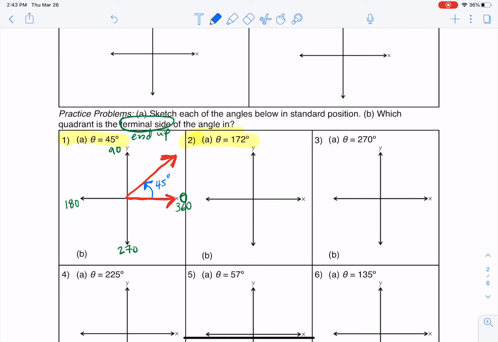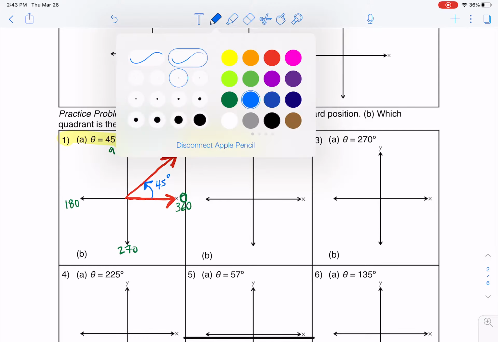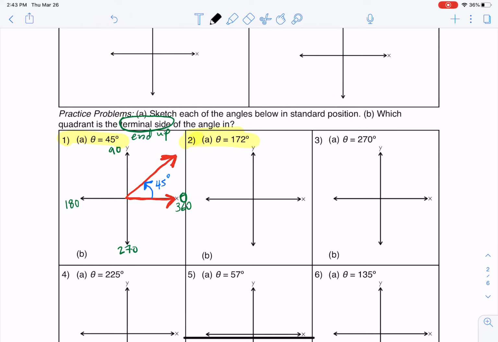Okay, if you were doing this on your own notebook paper, the only additional thing that you would have to sketch are the x and the y axes. So before you would start this problem, you would want to draw your x-axis and your y-axis, and then indicate the angle once you have the axes drawn.